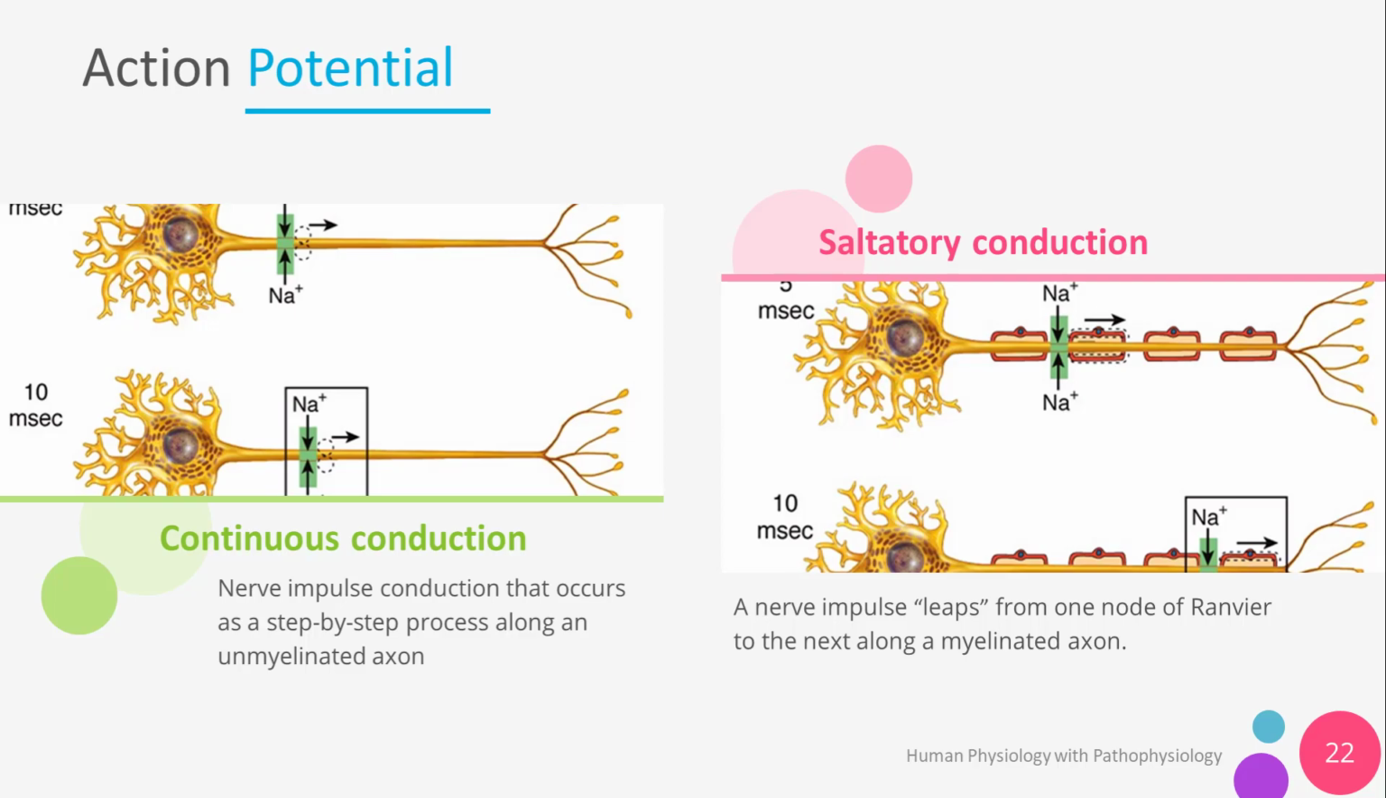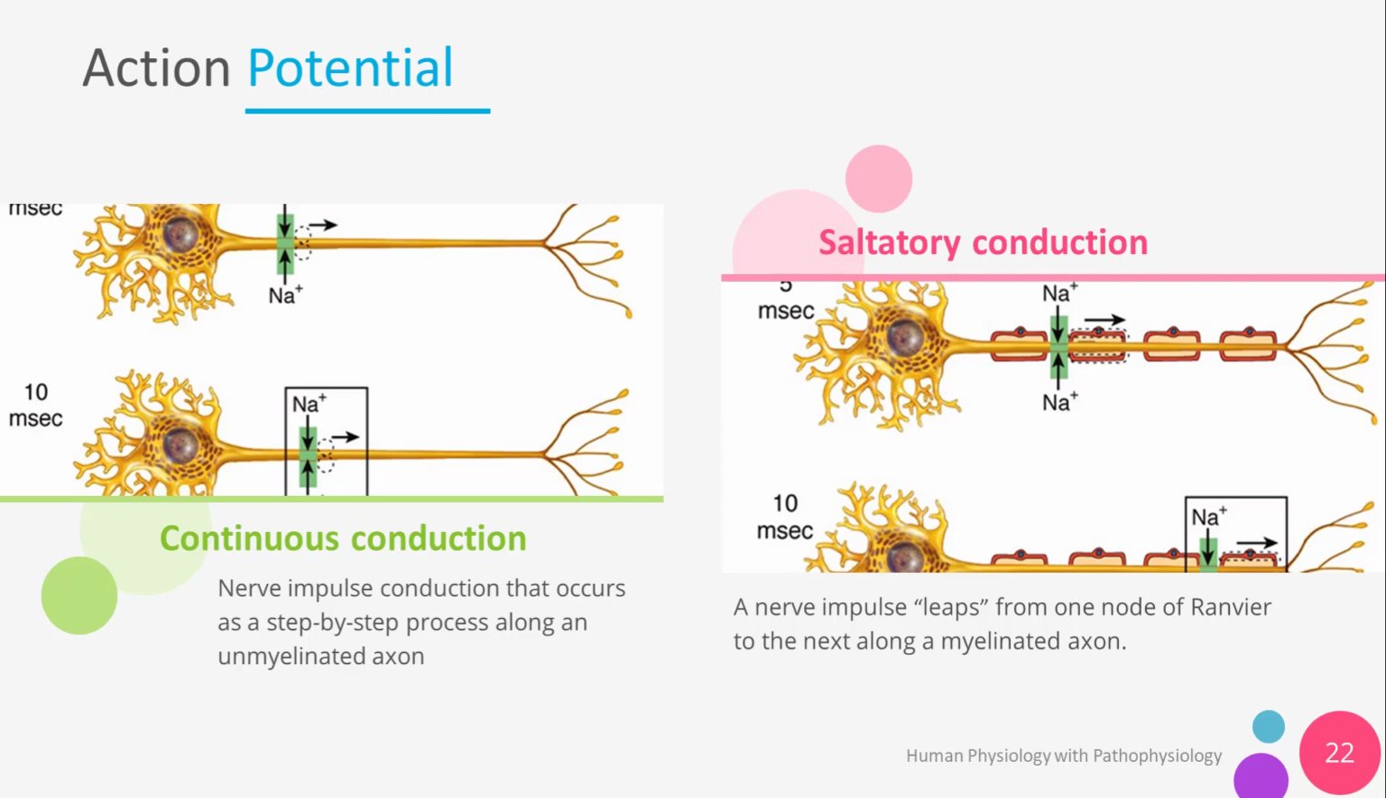Remember that at positive 30 millivolts, there will be an inactivation of sodium channels and activation of potassium channels, causing potassium ions to move out of the cell. This will shift the membrane potential back towards the resting level.